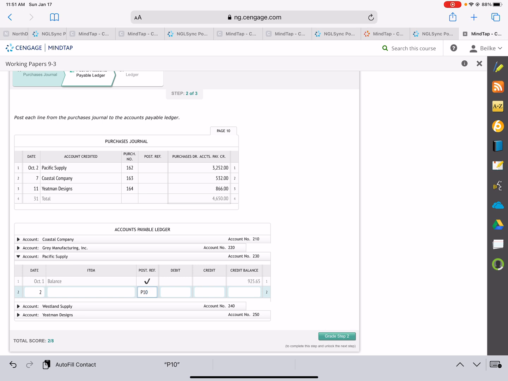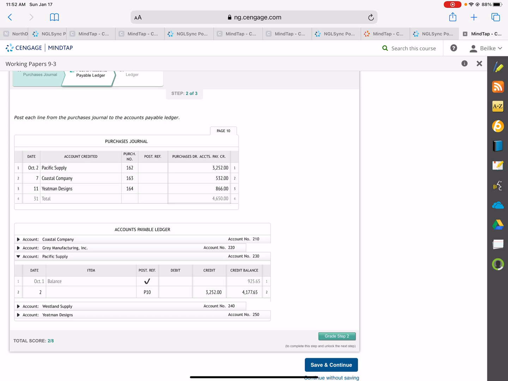You will notice we're in the Accounts Payable Ledger. So if you look at your amount column up there, it says Purchase Debit, Accounts Payable Credit. Therefore, we are going to credit that amount to Pacific Supply. So we're going to go to our credit, and the amount is $3,252. It already has a credit balance, so we are going to post a credit. So we will add those two together, and if you add those two numbers together, we'll come up with $4,177. And notice now there are cents, and 65 cents.